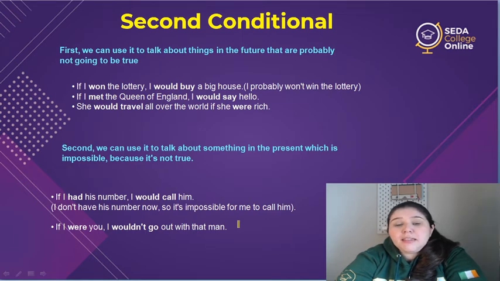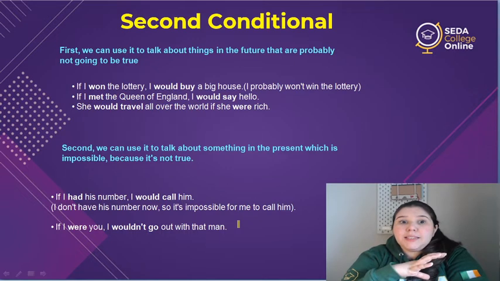Yeah? And the second use. Second, we can use it to talk about something in the present, which is impossible because it's not true. Examples. If I had his number, I would call him. But I don't have his number now, so it's impossible for me to call him. If I were you, I wouldn't go out with that man. But I'm not you, and this is impossible to happen. So that's why we use the second conditional.